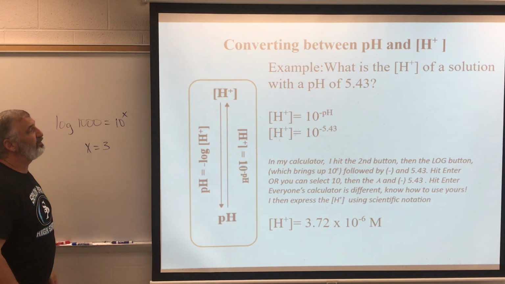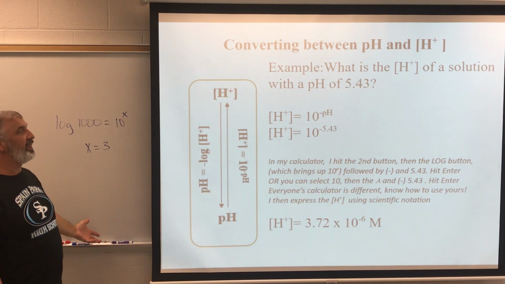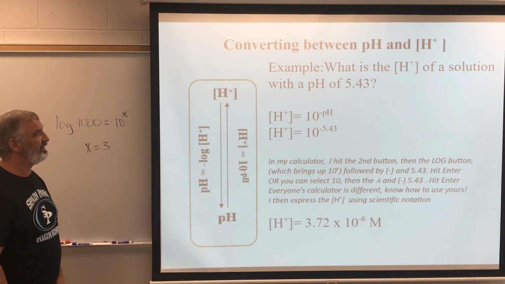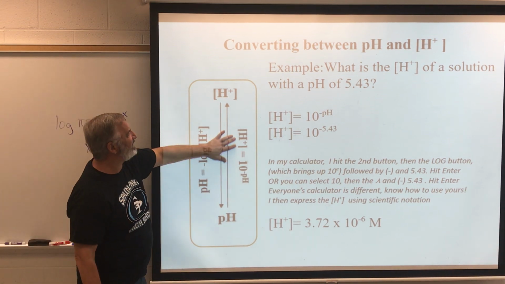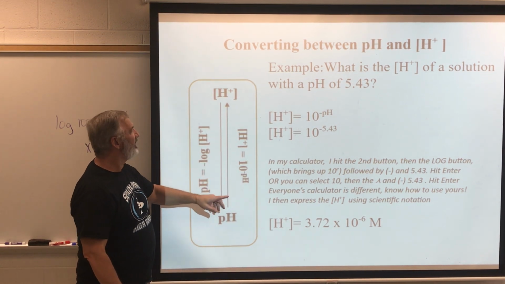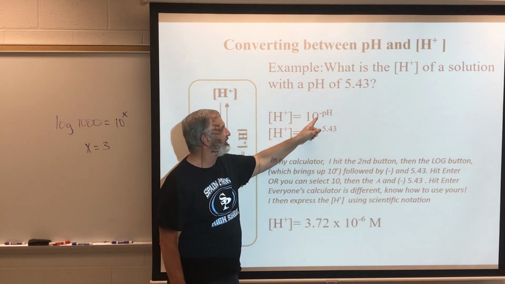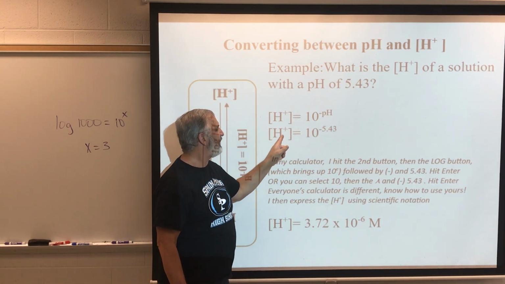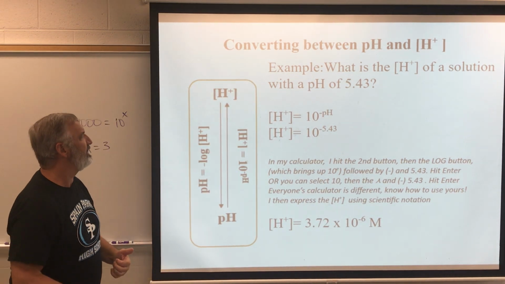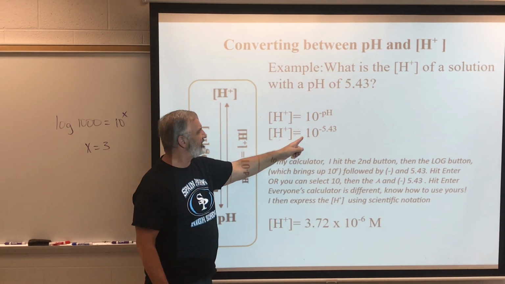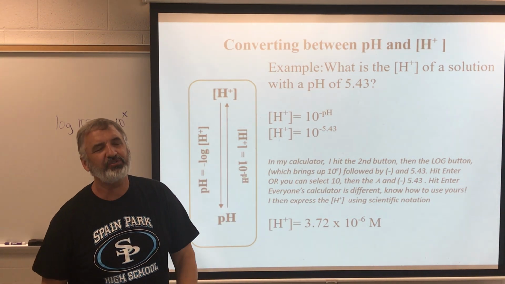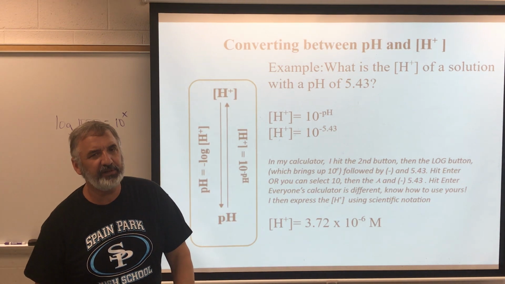Now, if we want to say, okay, then what is the H plus of a solution that has a pH of 5.43? Well, this is that left side of that little square thing that we just saw, the relationships. I just showed you that H plus is always going to be 10 to the negative pH. So if I want to find H plus, and remember, H plus and H3O plus are exactly the same thing, okay? So H plus is just going to be 10 to the negative 5.43.